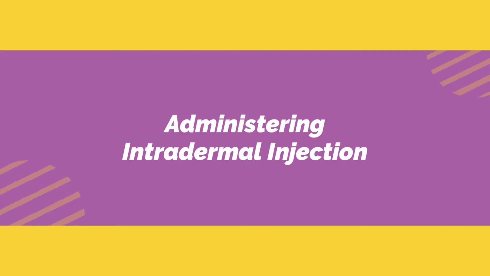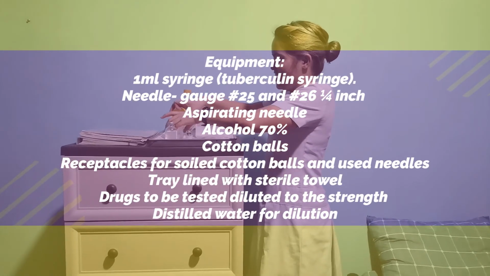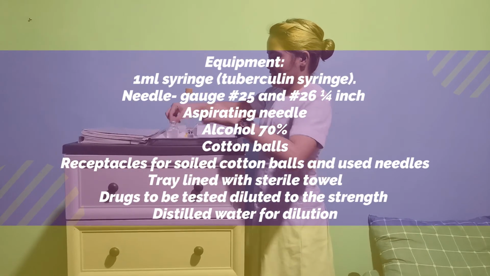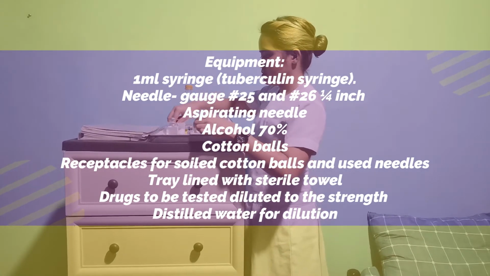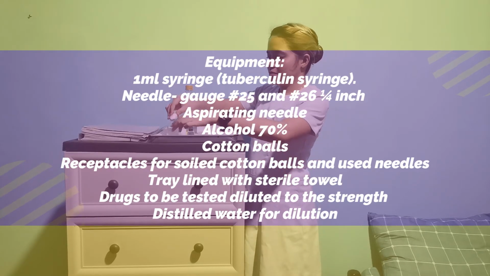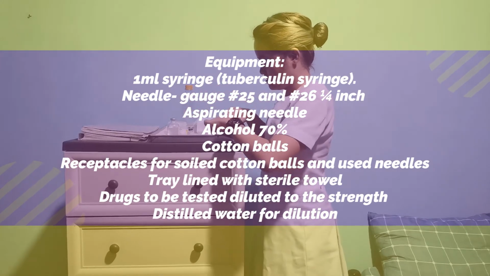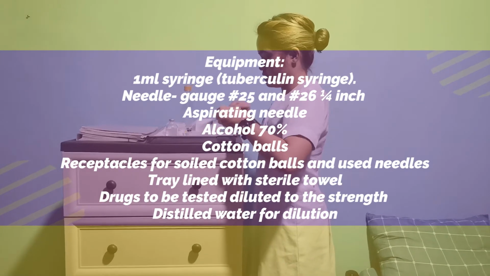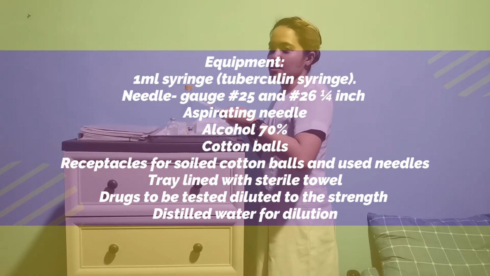Administering intradermal injection. Purpose: to introduce drugs, bacteria, or their toxins, and other organic preparations to test whether the body is sensitive to the preparation injected. Equipment: 1 ml syringe or tuberculin syringe, needle gauge number 25 and number 26, 1/4 inch, aspirating needle, alcohol 70%, cotton balls, receptacles for soiled cotton balls and used needles, tray lined with sterile towel, drugs to be tested diluted to strength, distilled water for dilution.